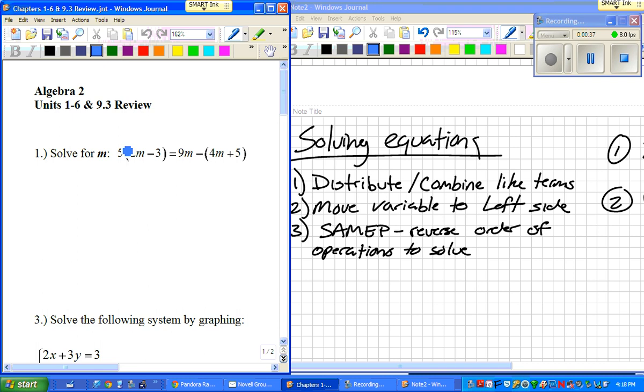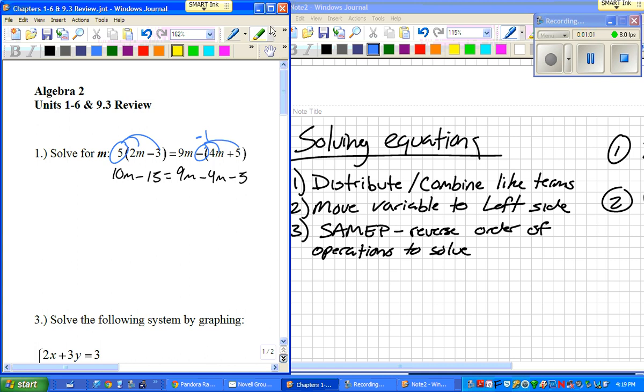So I'm going to take whatever is outside, and that's what we're going to distribute. So we're going to get 10m minus 15. And now this is where you really need to pay attention to what you're distributing. Here we're distributing a negative 1. So that changes to negative 4m minus 5.